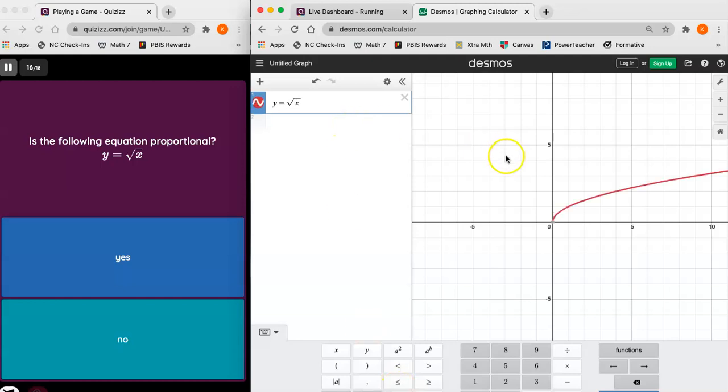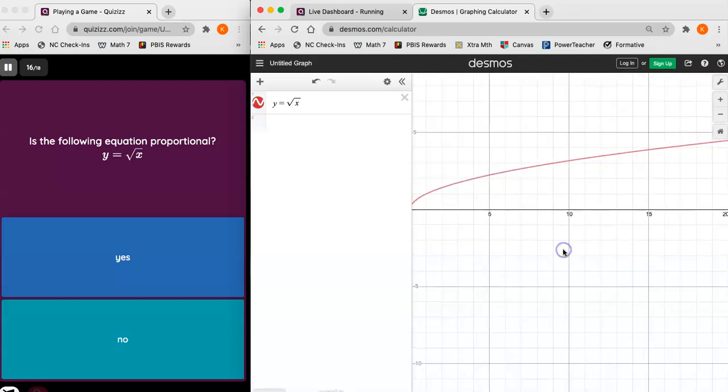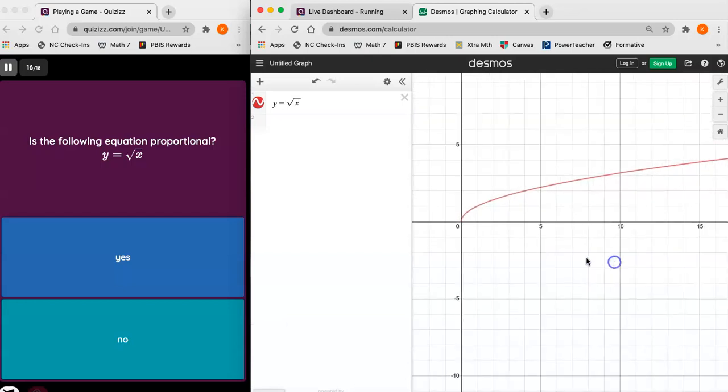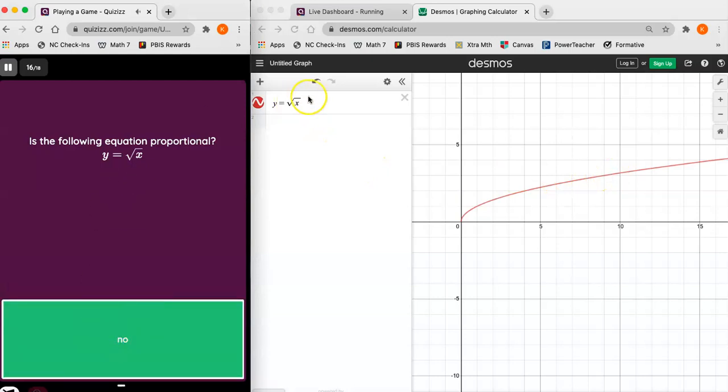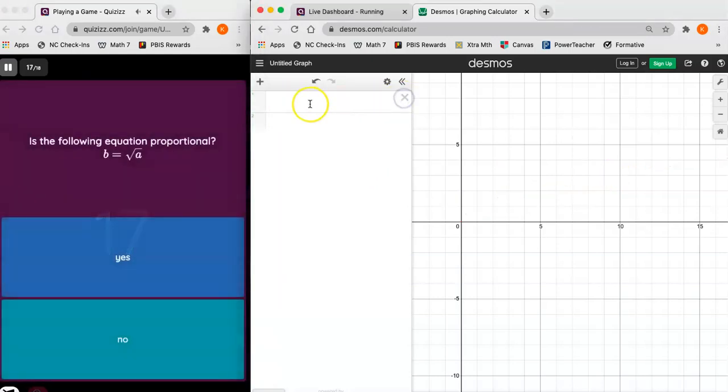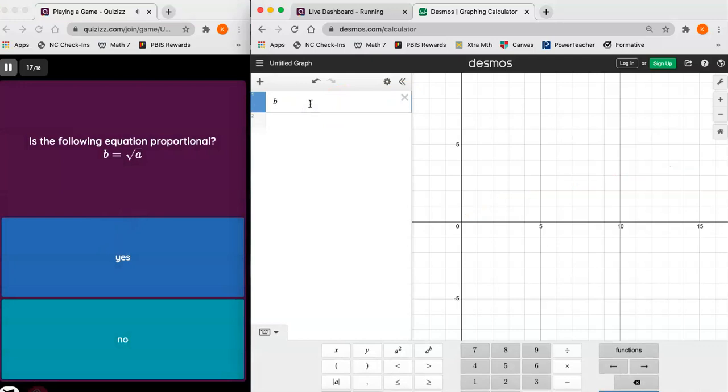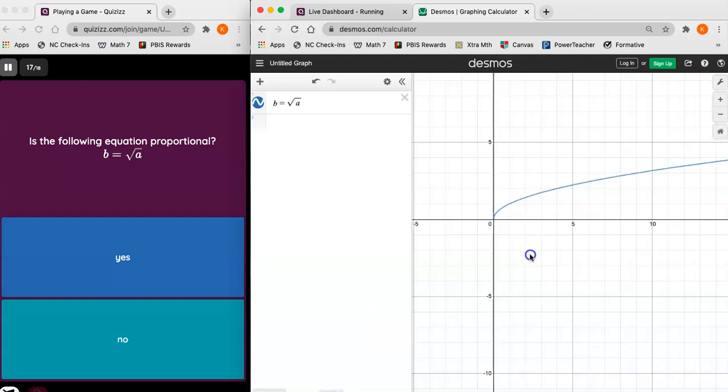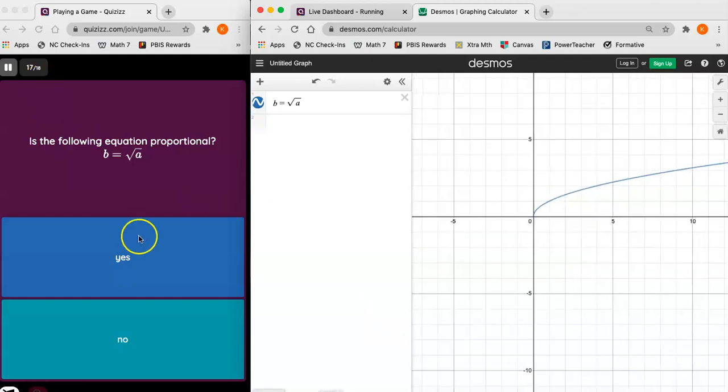All right, and take a look at what a square root function looks like. That is a curve, so it is not proportional. So we'd say no. And don't get tripped up if you see this in a different form. If you had different variables, v equals the square root of a, would graph the same thing, and it would not be proportional.